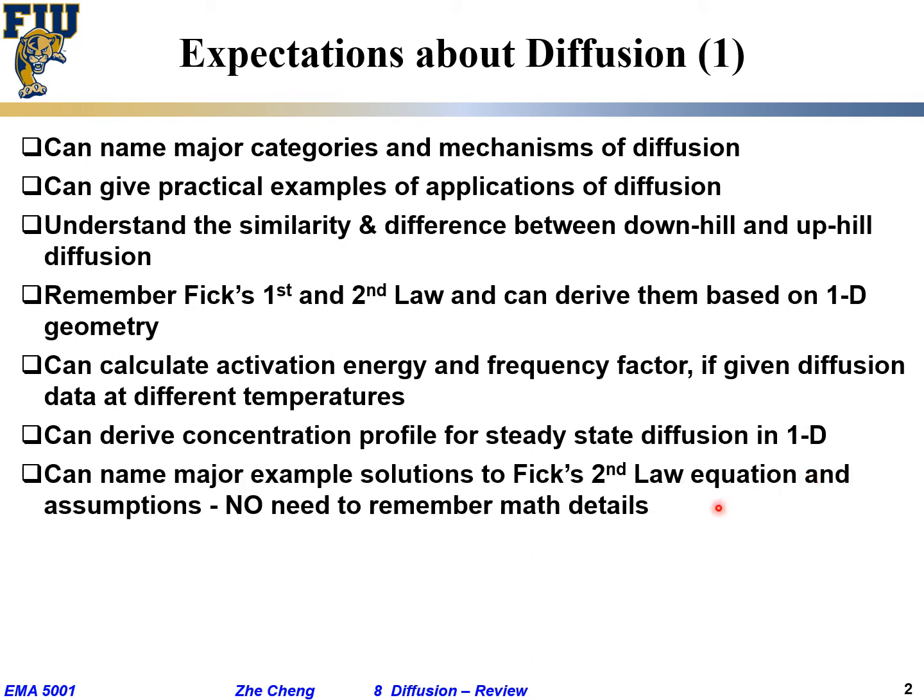And I also expect the students to be able to name major example solutions to Fick's second law, or the non-steady state diffusion equation. I do not expect you to remember the exact mathematical detail, but at least you should be able to enumerate or give examples of the typical scenarios or situations for diffusion. For example, the so-called semi-infinite diffusion couple. Okay?